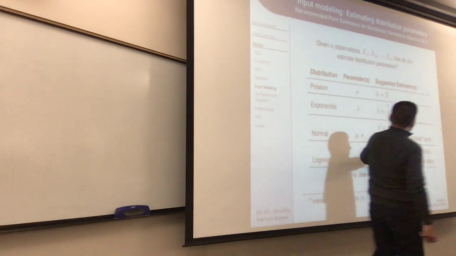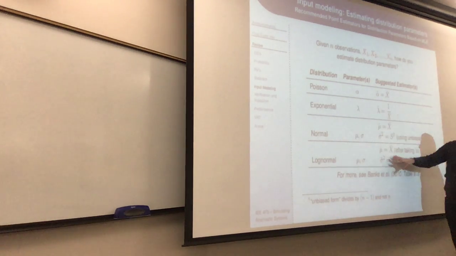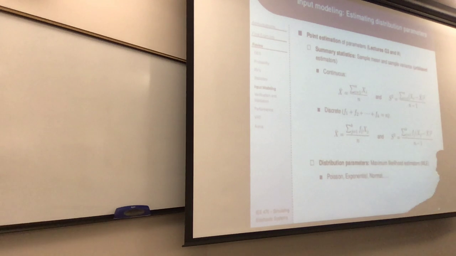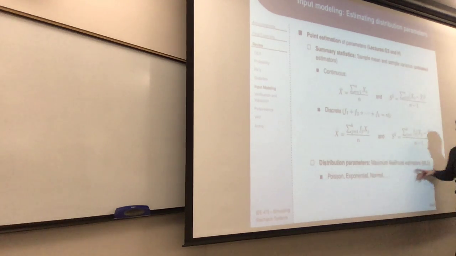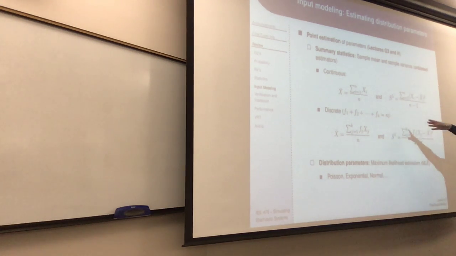If you want to know these, that's fine. I don't really care if you've memorized these, but I am interested in you knowing that maximum likelihood exists as a way to estimate parameters when you have a parameter that's not just a simple summary statistic. So, question?